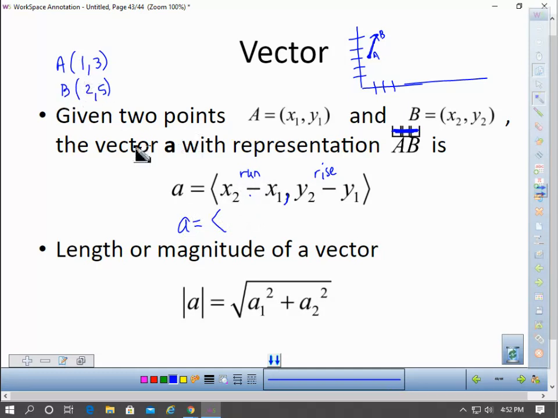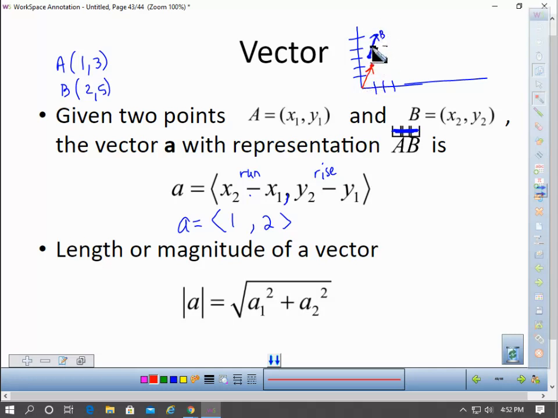So x2 minus x1 would be 1. And then I would do y2 minus y1, so y2 minus y1 would be 2. So now this is a vector that starts at the origin and ends at the point 1, 2. So let me sketch that. We've got the point 1, 2. So this is a vector that starts at the origin and ends at the point 1, 2.